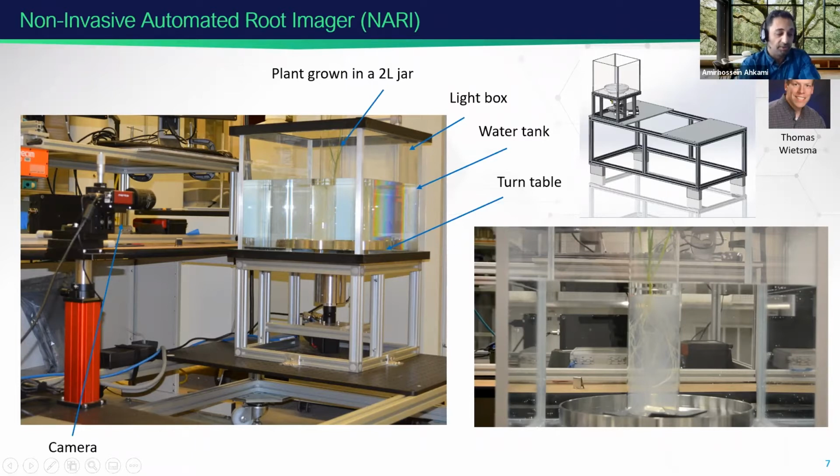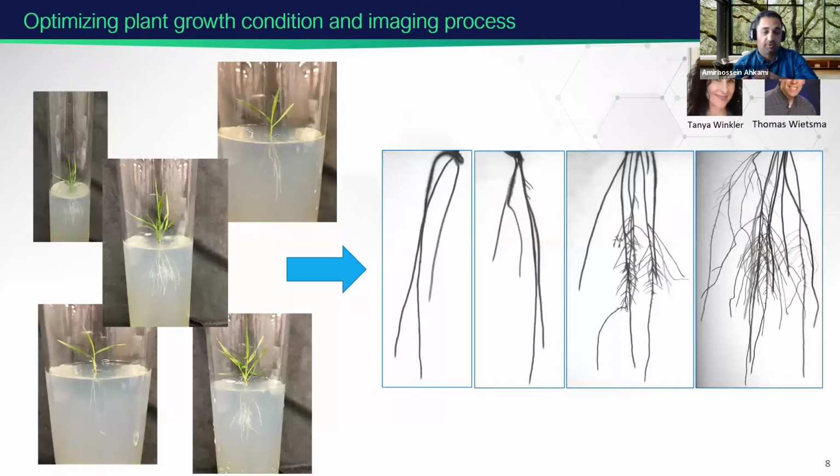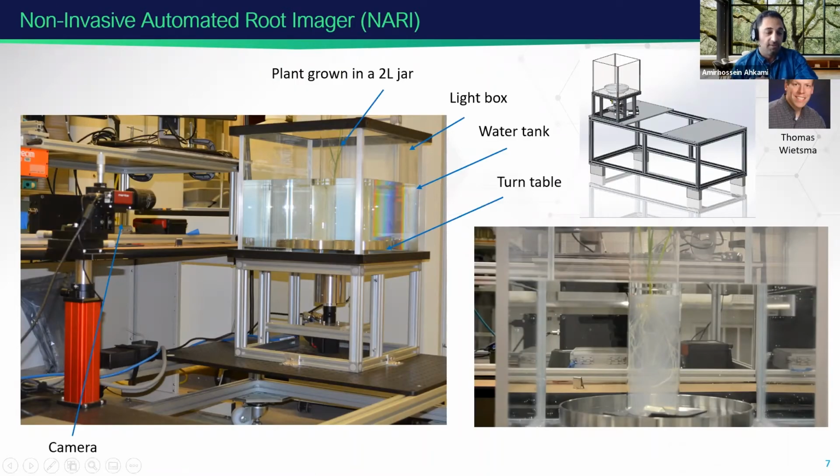So to image the plant roots in this system, a cylinder filled with the gel is submerged in a water tank, and then imaged as the root system and plant is rotating on the turntable. It rotates through 360 degrees, collecting 2D images. Next slide, please.